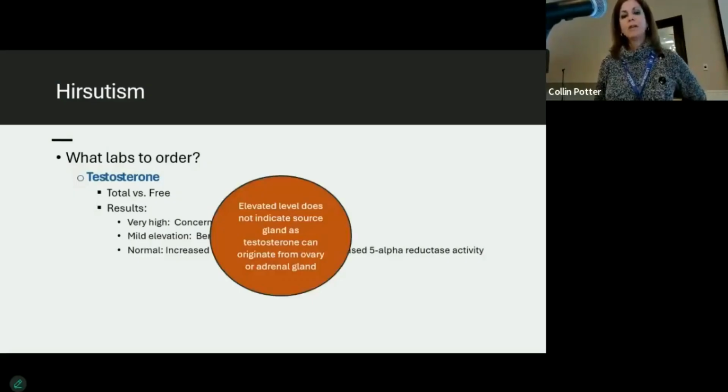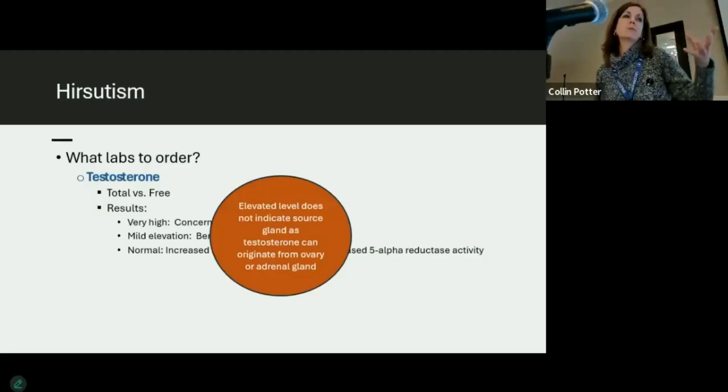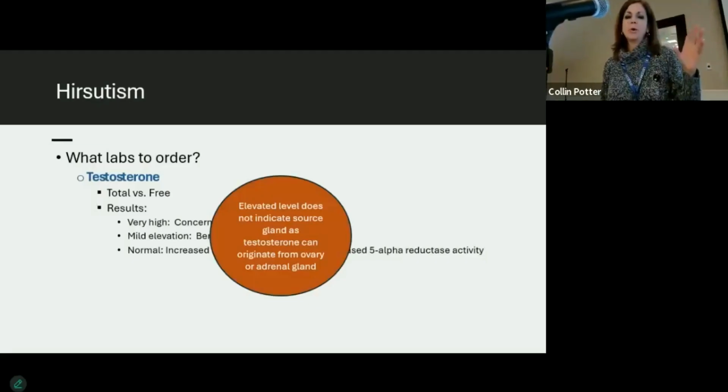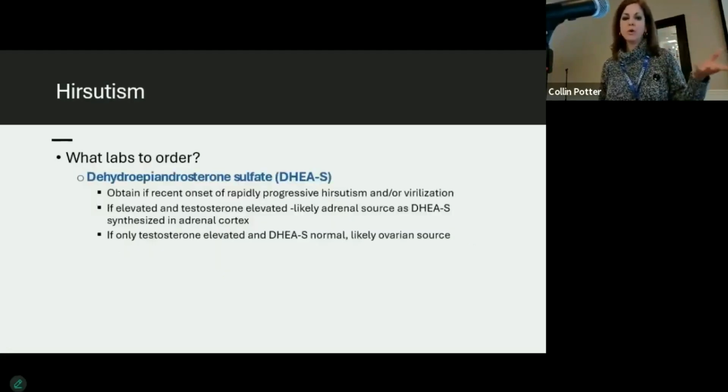And then if you get that elevated testosterone, you have a piece of information, but now you don't know which gland it's coming from. So now you have to do more investigation. Thinking about the DHEA sulfate, that is going to be coming from the adrenal glands. So if that's elevated too, then it's more likely adrenal. But if you get the DHEA sulfate and it's not elevated and just the testosterone is elevated, then you're thinking more likely ovary.